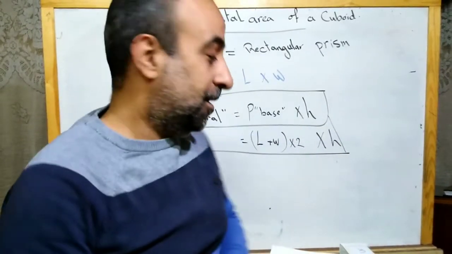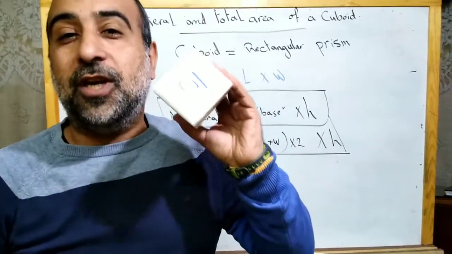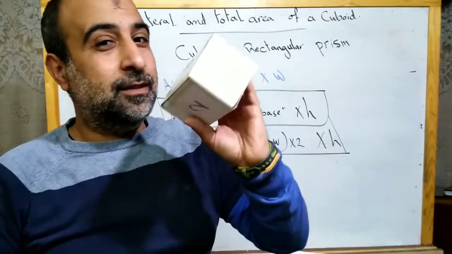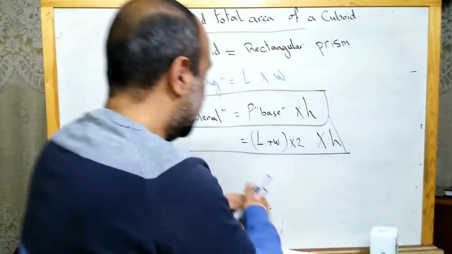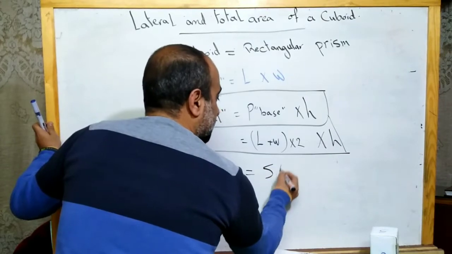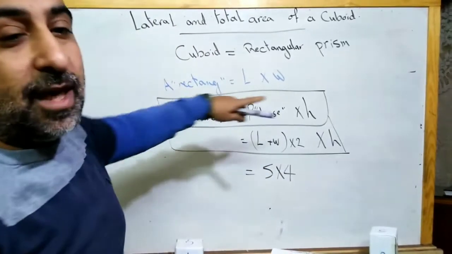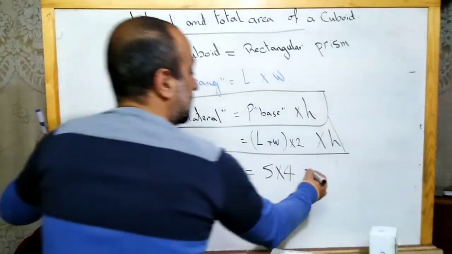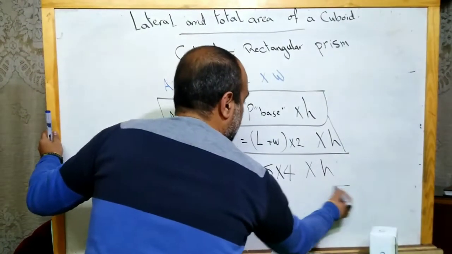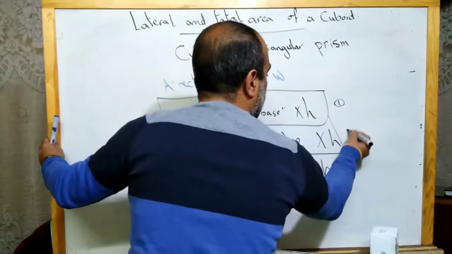What if the base is in the shape of a square? So the rule will be the side length times 4. Side length times 4 is the rule of the perimeter of the square. Multiply by h, which is the height. Now we have 3 rules.